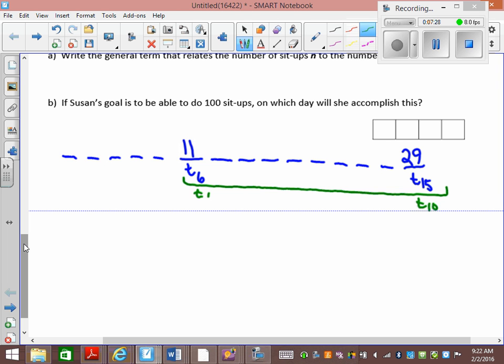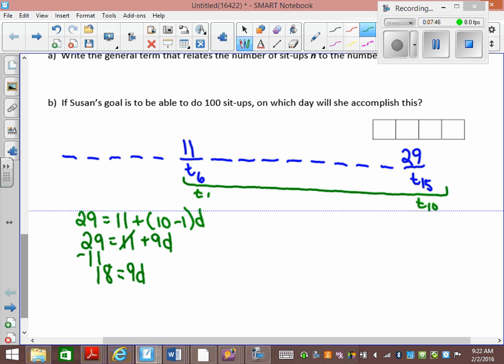So what we could do is we could go T10, so 29, equals T1 plus n minus 1, so 10 minus 1 D. 29 equals 11 plus 9D, minus 11. 18 equals 9D. D equals 2.